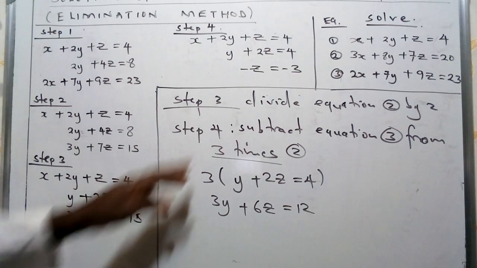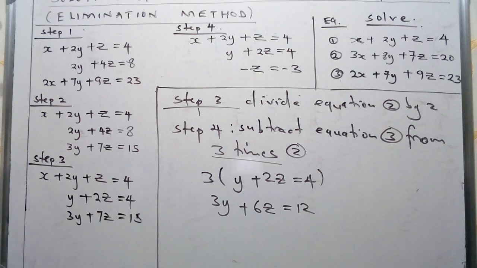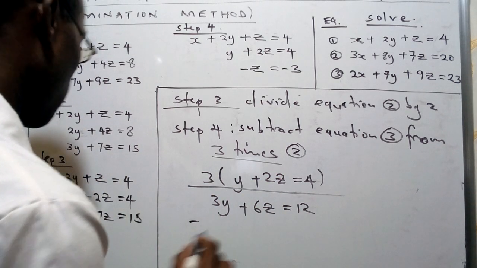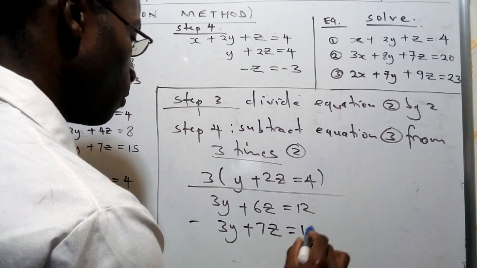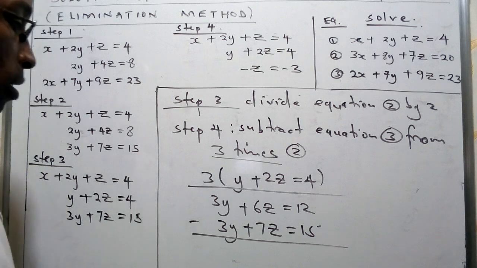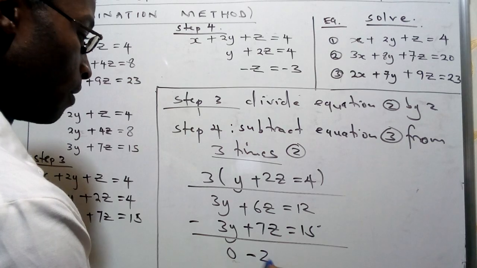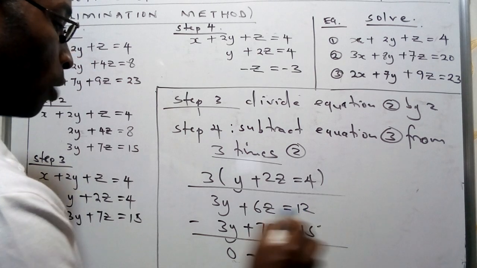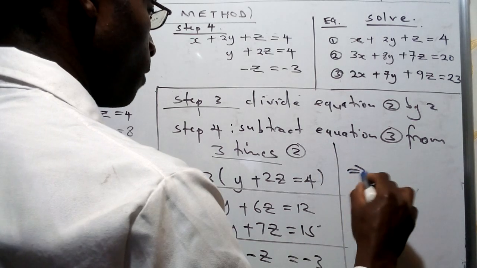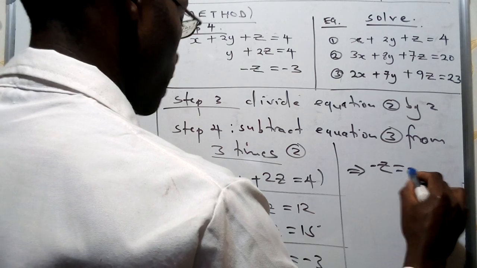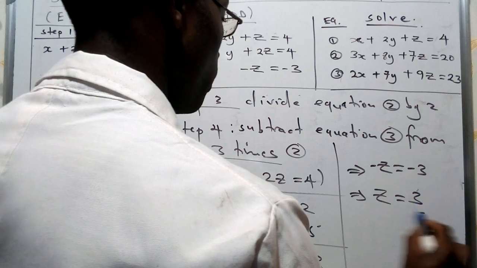So we're going to perform an operation of subtracting equation 3, this one, from 3 times equation 2. So this is going to be forming our subtraction of 3y plus 7z is equivalent to 15. So a subtraction of the two equations is going to be giving us 0, 6 minus 7 is equivalent to negative z, is equivalent to 12 minus 15, which is equivalent to negative 3. So basically, this is going to imply that we have the equation negative z is equivalent to negative 3. So this further implies that z is equivalent to the value of 3.